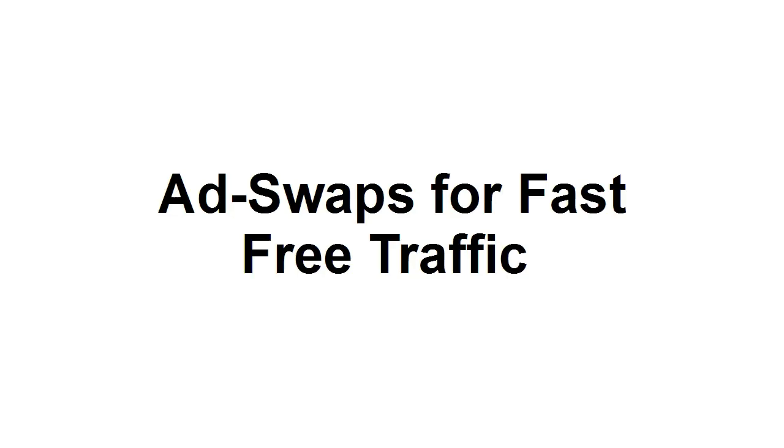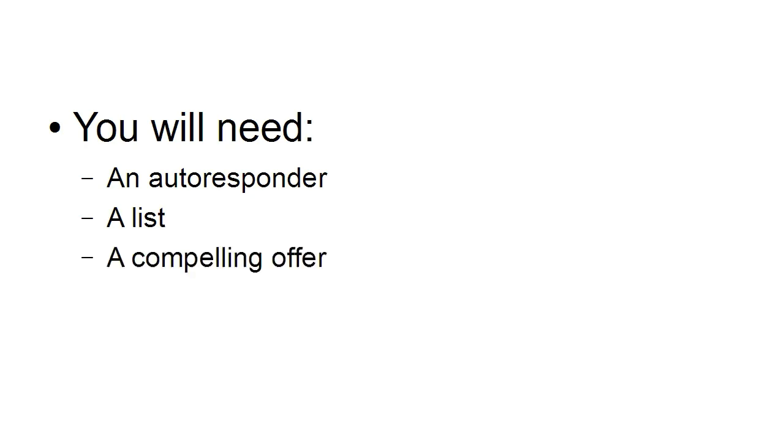In this video, I'm going to tell you how you can use ad swaps for fast, free traffic. Now, this video isn't very long because this method is actually very, very simple. To use this, you're going to need, first of all, an autoresponder service. You're going to need a list of subscribers. You're going to need a compelling offer, and usually that involves a free giveaway, so a free report, free ebook, that sort of thing.